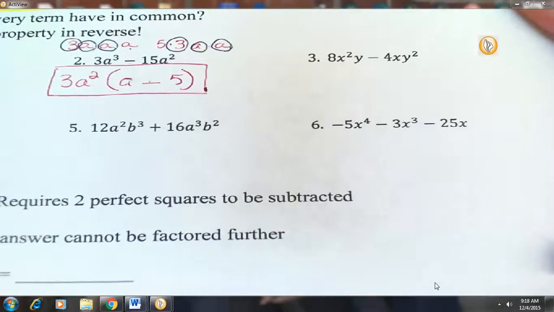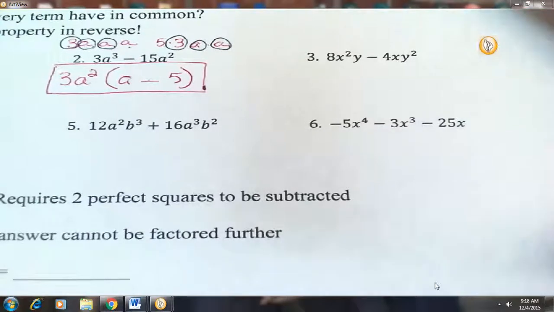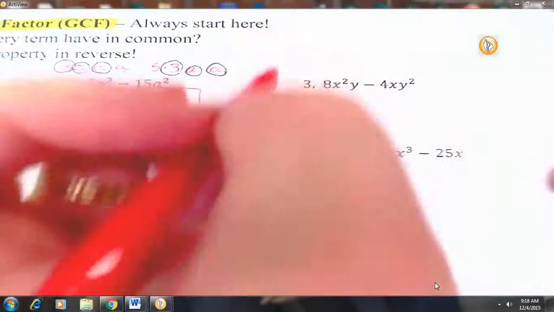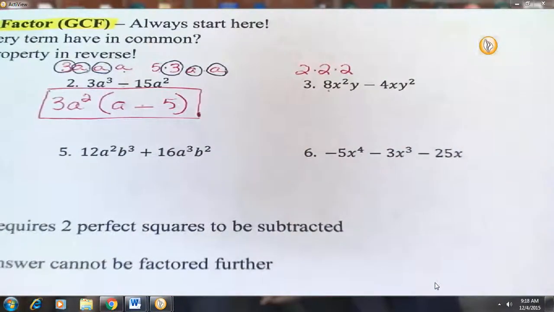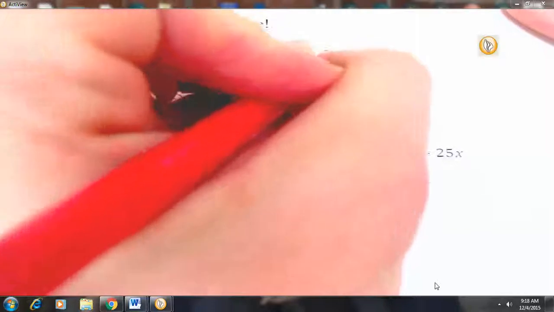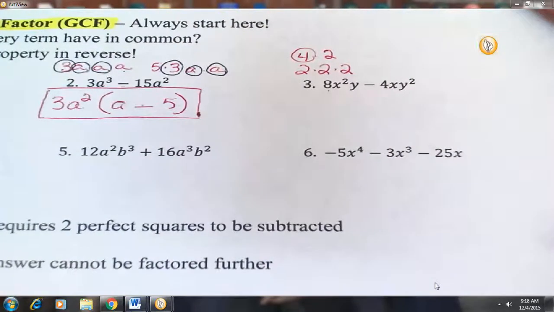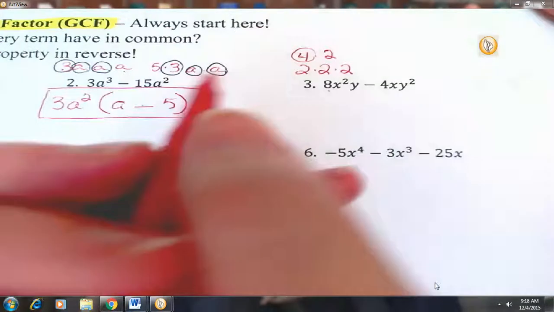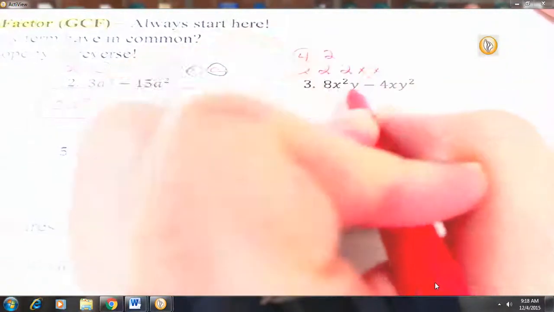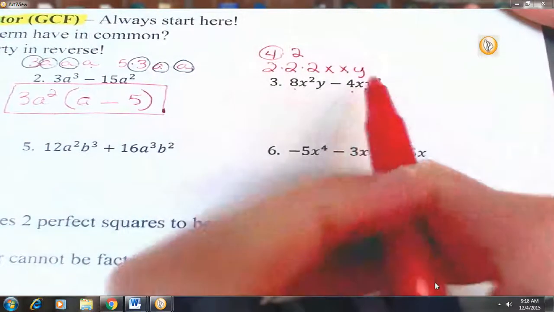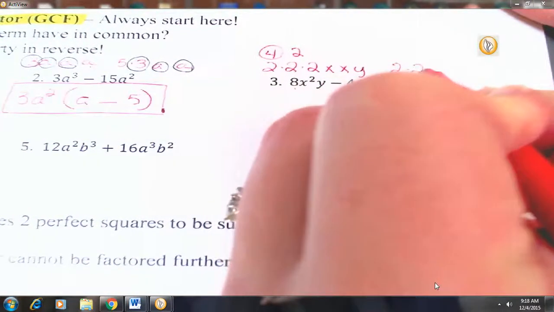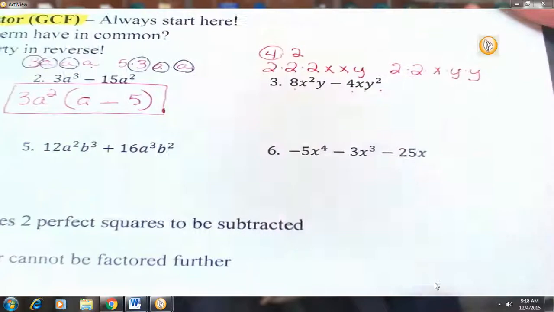How about number 3? What do we have in common here? Well, if you can break 8 down, 2 times 2 times 2. 4 times 2 won't work. Because can't 4 be broken down into 2 times 2? Okay. So we need to break it down as small as we can. X squared is x times x. 4xy squared, that can be broken down into 2 times 2 times x times y.